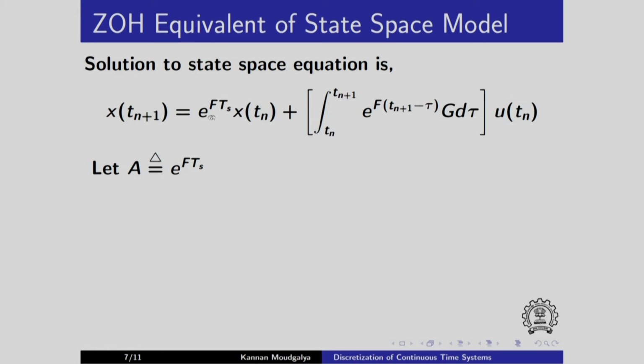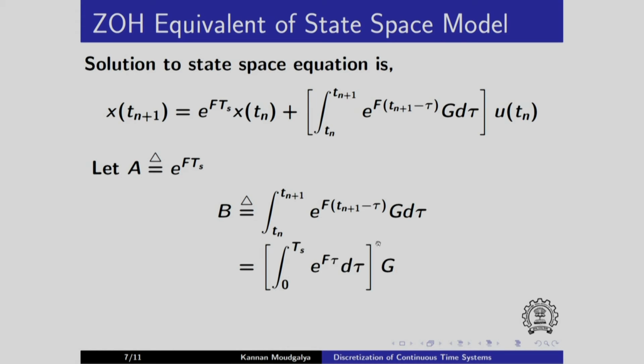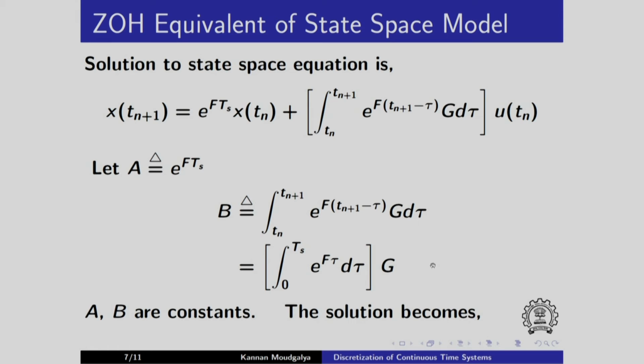Now we will call exponential f of Ts as A and B as this whole thing inside this square bracket. One can show that this is equal to this expression. I would want you to do this. A and B are constants, and so the solution becomes A times x of Tn plus B times u of Tn. Okay, what else can we do next?